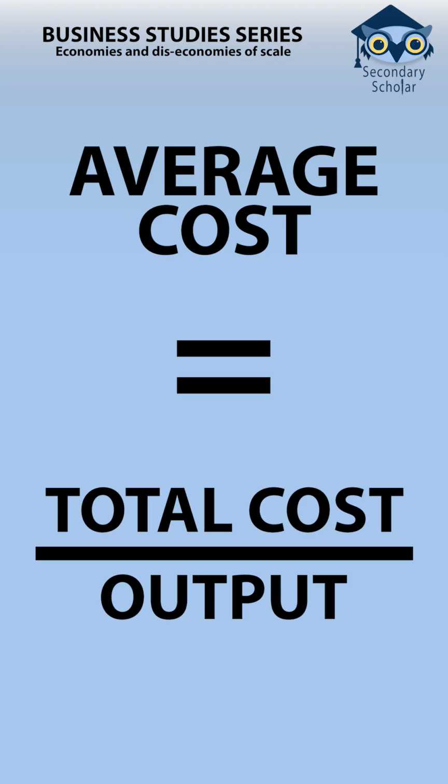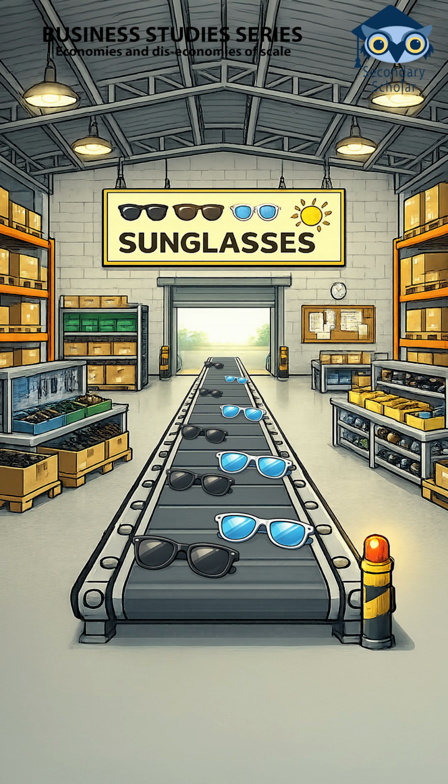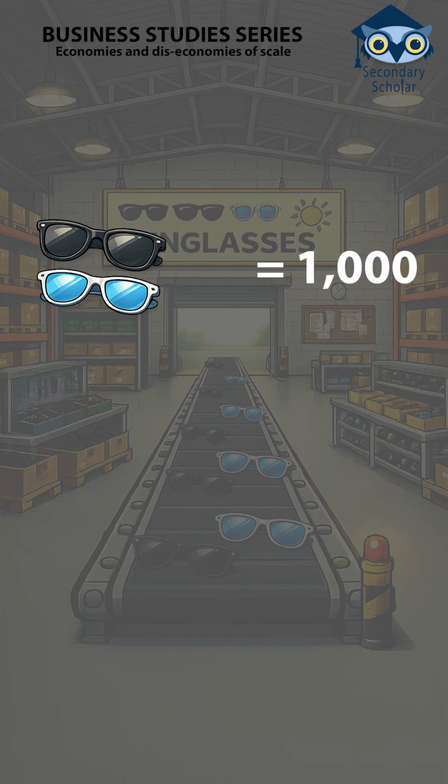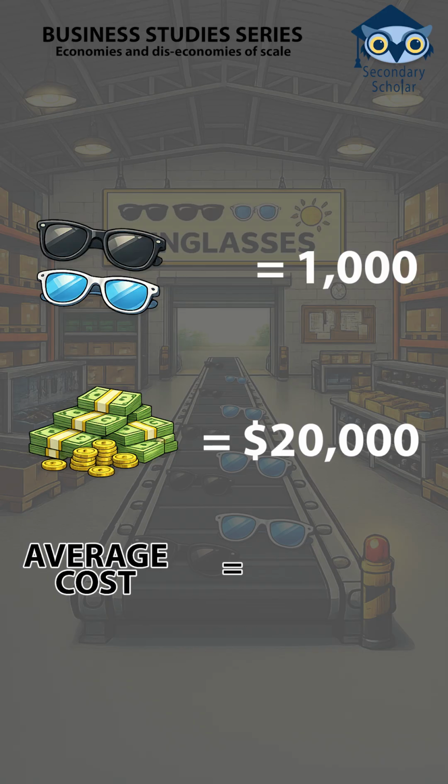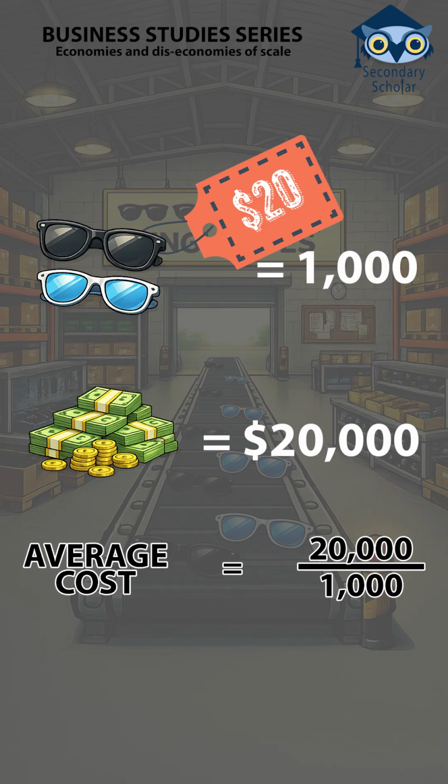Let's look at a worked example. Imagine a sunglasses manufacturer makes 1,000 pairs of sunglasses in a month. Its total costs for that month are $20,000. To calculate average cost, divide total cost by output. 20,000 divided by 1,000 equals $20 per pair. So the average cost is $20 per pair of sunglasses.